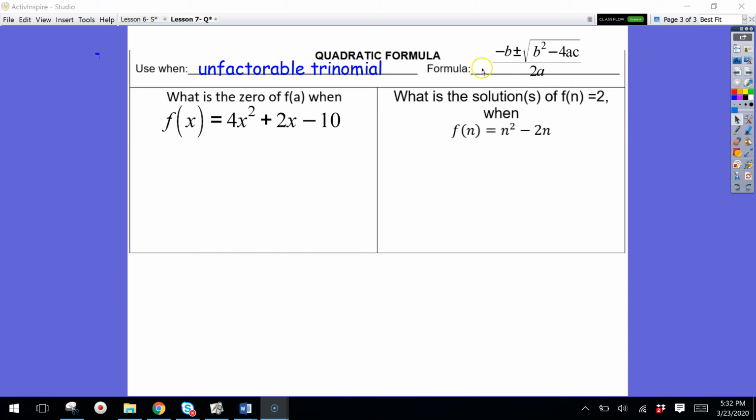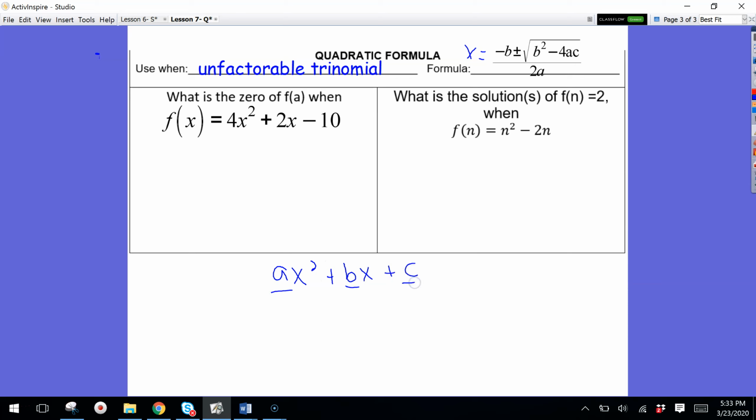So this formula is, again, we're going to mainly be using it when we have something that's unfactorable, and the formula is that you can get x. So x is going to equal negative b plus and minus the square root of b squared minus 4ac, all over 2a. So a, b, and c are just talking about if you have a trinomial, ax squared plus bx plus c. So a, b, and c are your coefficients here, and then I guess c is your constant.